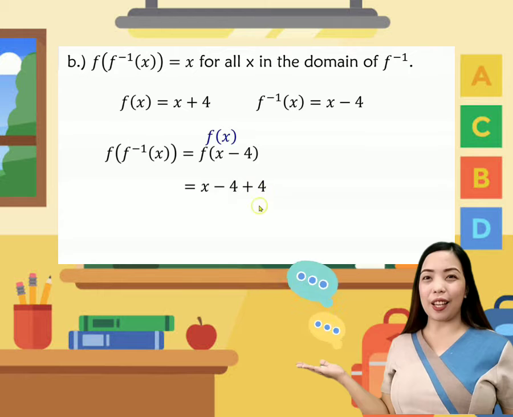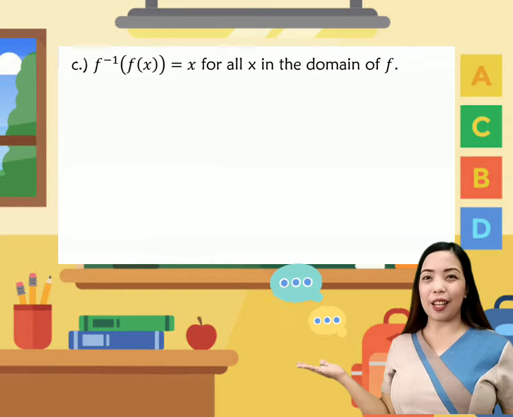Negative 4 plus 4 will be cancelled out, so this will be equal to x. Therefore, f of f inverse of x is equal to x. Now let us prove letter C. F inverse of f of x is equal to x for all x in the domain of f.